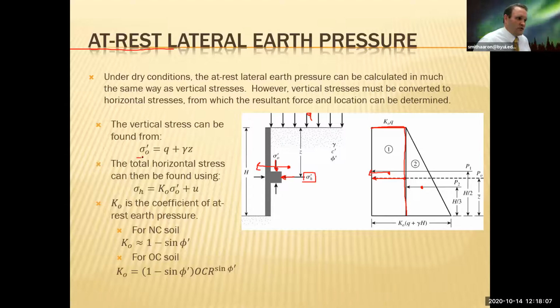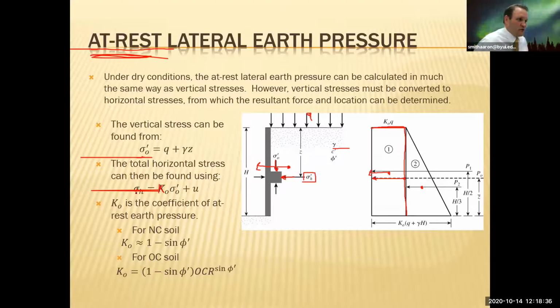To calculate some of these values, the vertical stress can be found by multiplying the unit weight by the height, so Z times the unit weight of your soil, and then you add in your surcharge. That's what section number 1 is. Then the total horizontal stress can be found by taking your coefficient. This is usually given to you. The at-rest coefficient is K0. If it's an A, it's active. If it's a P, it's passive.